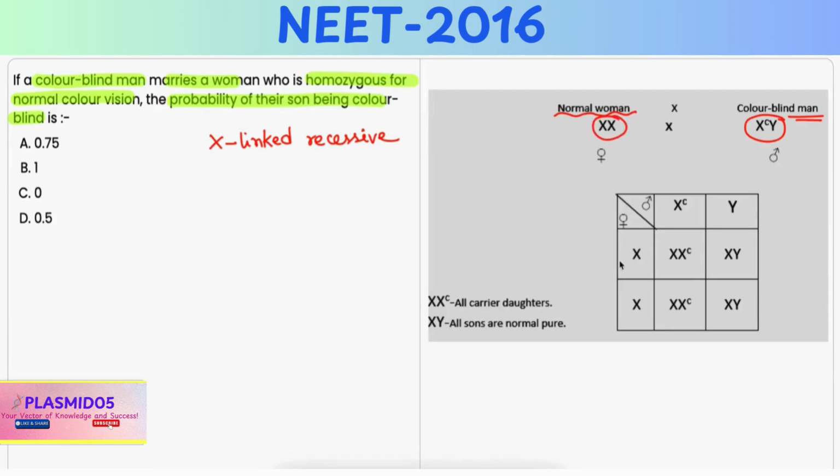XX. Now, from the Punnett square, it is evident that all daughters will be carriers but not colorblind, and all sons will inherit the Y chromosome from their father and normal X chromosome from their mother, making them normal. So the probability of their son being colorblind is 0%, as the mother does not carry the colorblind allele on her X chromosome. Hence, the correct answer is option C.